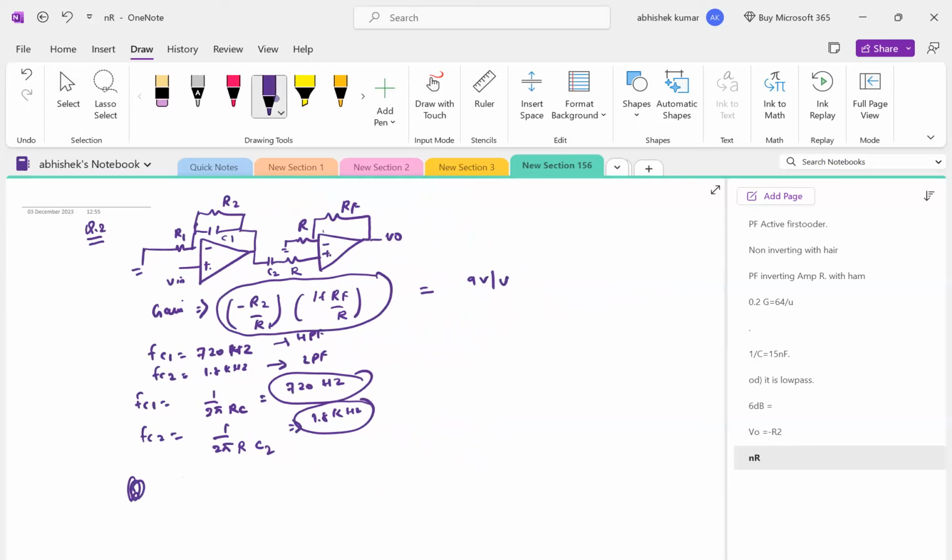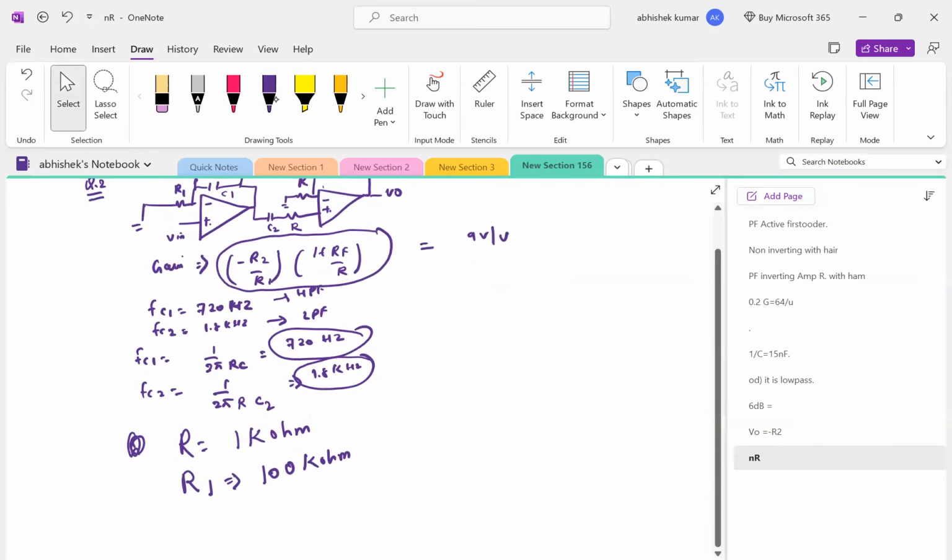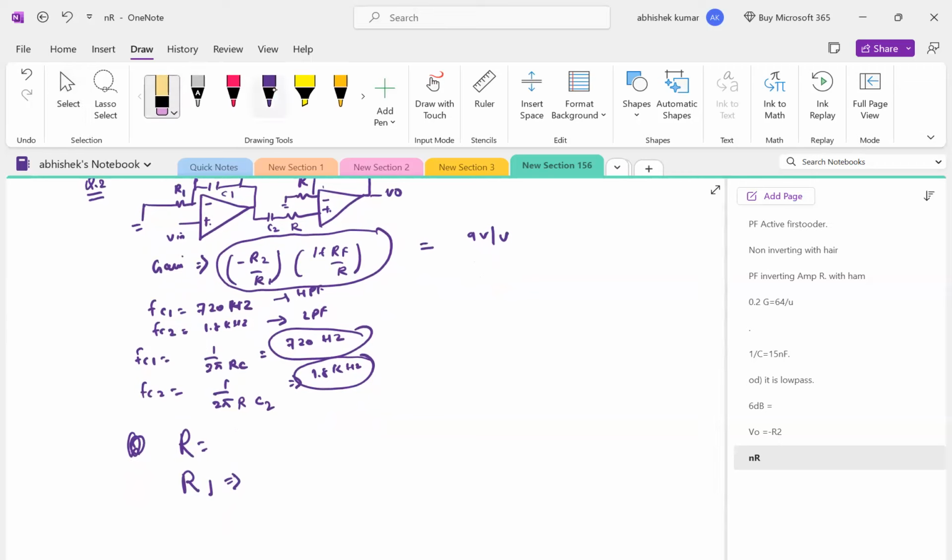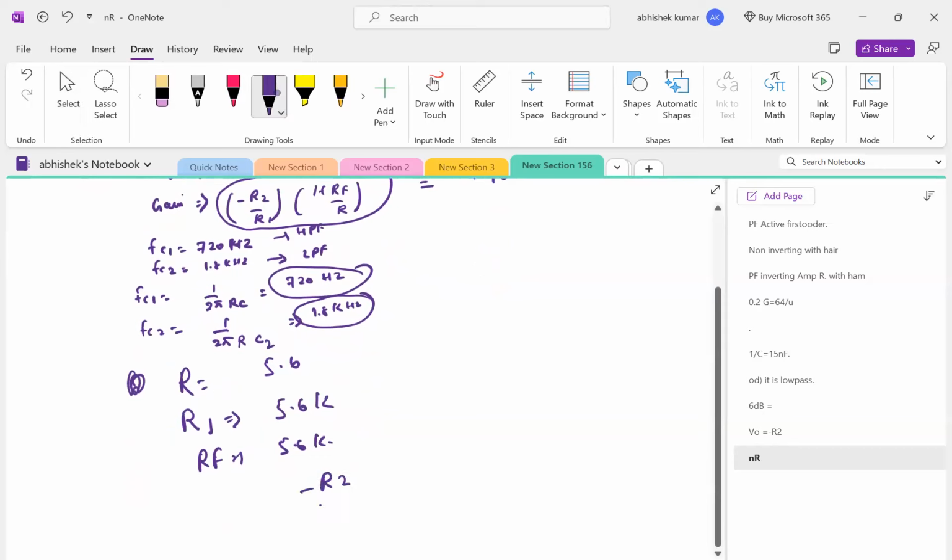Like I can choose that my R is 1 kilo ohm, and R1 as 100 kilo ohm. We can choose any value. Okay, they are telling that you can choose 5.6. I can choose R as 5.6, R1 as 5.6 kilo, and also RF I can choose as 5.6 kilo. Then I can choose any value of R2, right or wrong, so that my gain is this much.